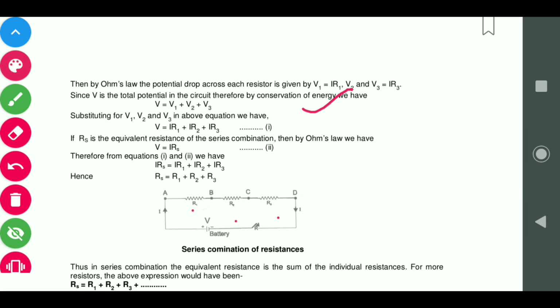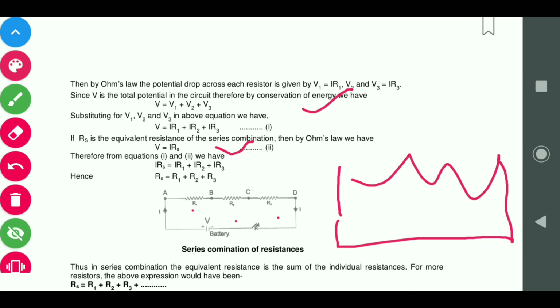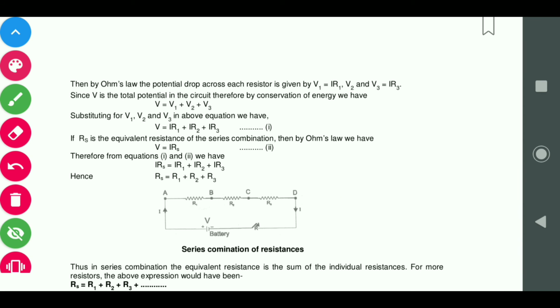By Ohm's law, V is equal to IR1, IR2, IR3, and RS here is the equivalent resistance. What is equivalent resistance? In a combination of resistances, to simplify the problem, we replace all these resistances with one single resistance. That single resistance is called equivalent resistance, and it is represented by RS. So IRS is equal to IR1 plus IR2 plus IR3. I is common in all. So RS is equal to R1 plus R2 plus R3. This is the equivalent resistance in case of series combination.